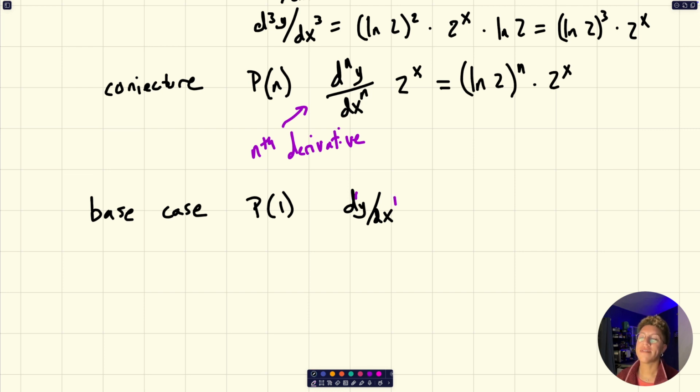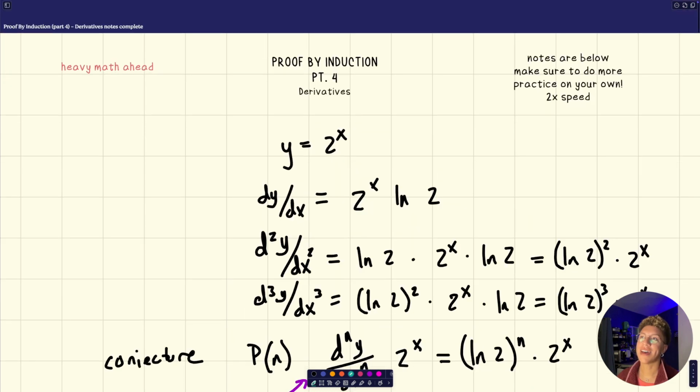We say the derivative of 2 to the x is equal to ln 2 to the 1 power times 2 to the x. And again, we don't have to do too much work here. It's pretty obvious that for this first case, this is true. So the first derivative of 2 to the x is indeed ln 2 times 2 to the x, and our base case is true, which we kind of already proved up here at the top.